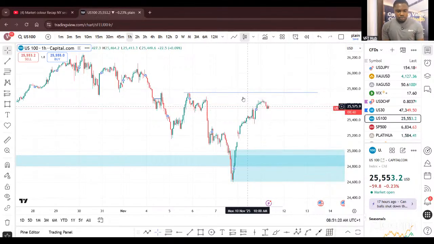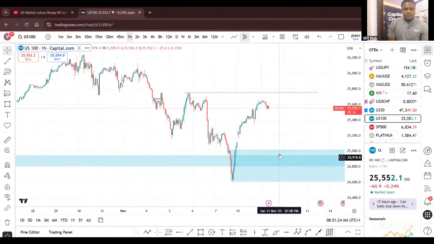If we want to really take an A plus setup, right? So I will see price take out this and then come back into this zone for us to continue what we have in the market.